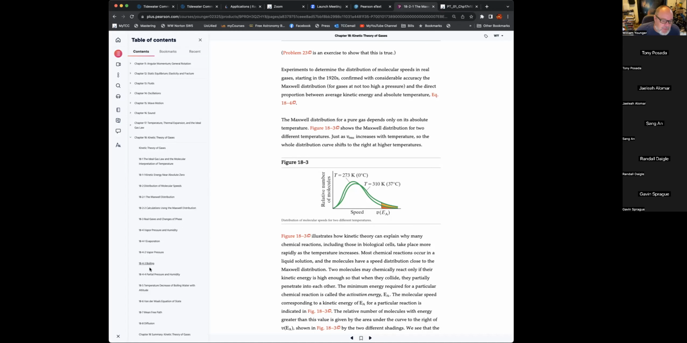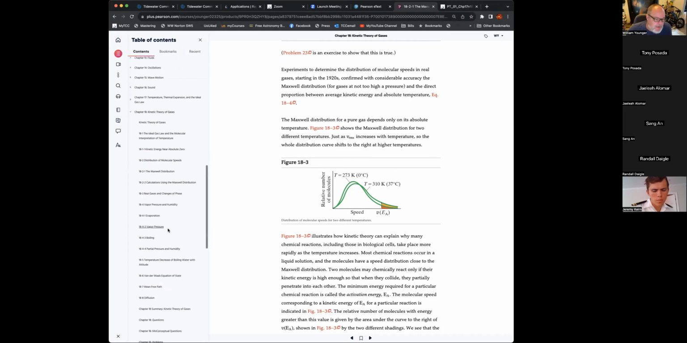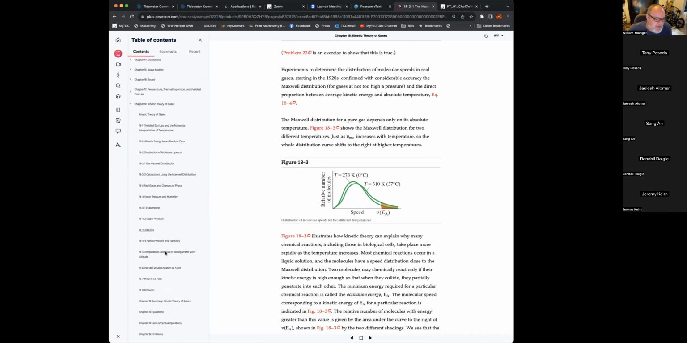Evaporation, vapor pressure, and boiling. Again, more stuff like the real gases. Vapor pressure and humidity. Yeah, that's an important topic again, but this is more conceptual stuff, not stuff that you actually have to work out. Once you get down to section 18.4.4, partial pressure and humidity.